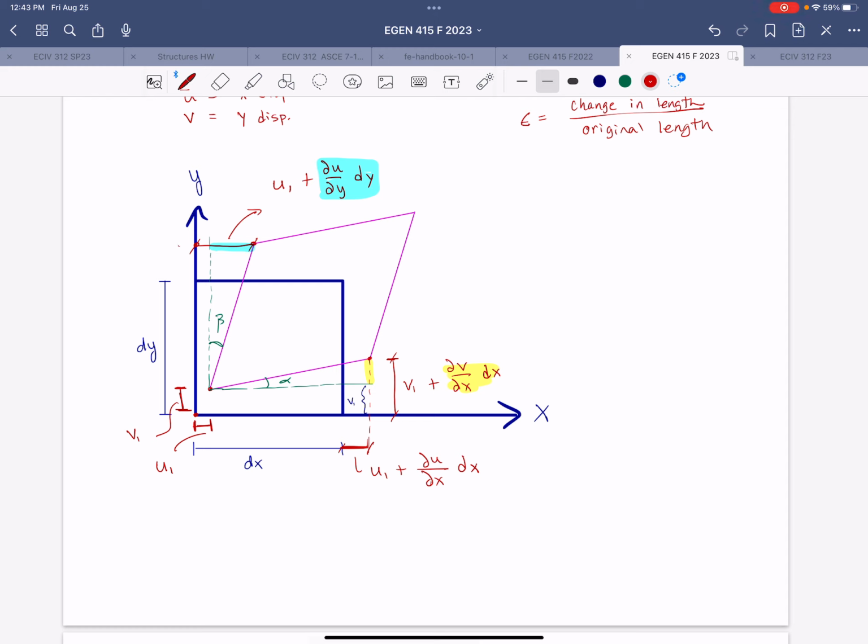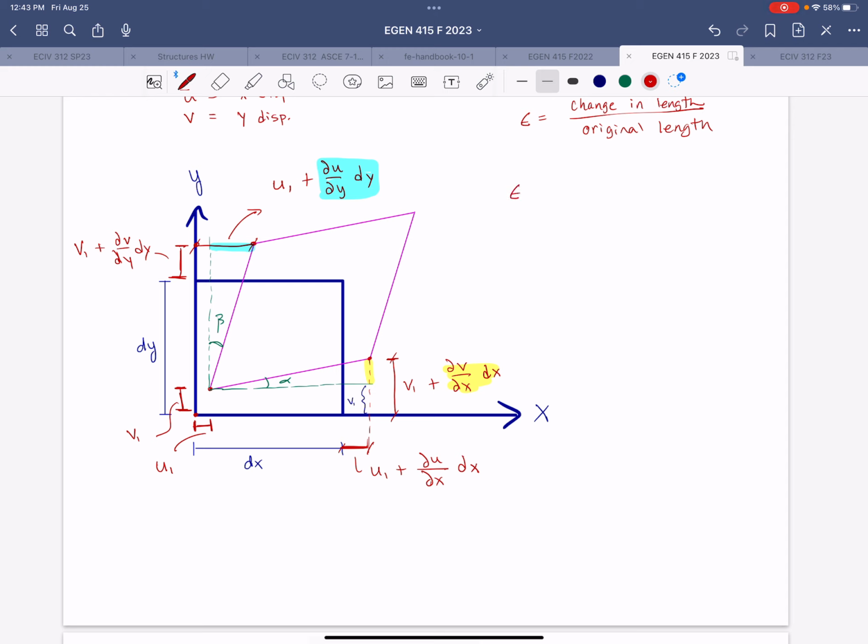All right, we're almost done. We still have this guy to do. So this is going to be v1 plus the partial derivative of v with respect to y applied over the original length dy. All right, so now that we've identified all of those items, we don't have to do the fourth corner. We could, but that would be excessive. We don't need it.